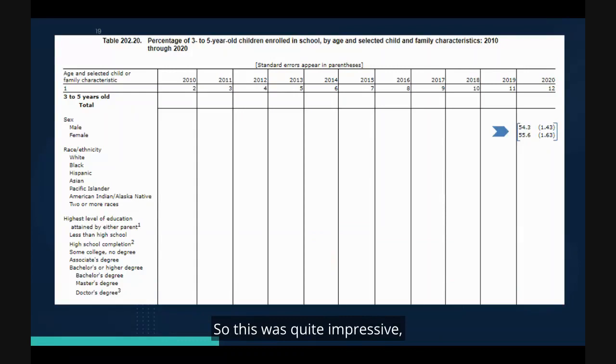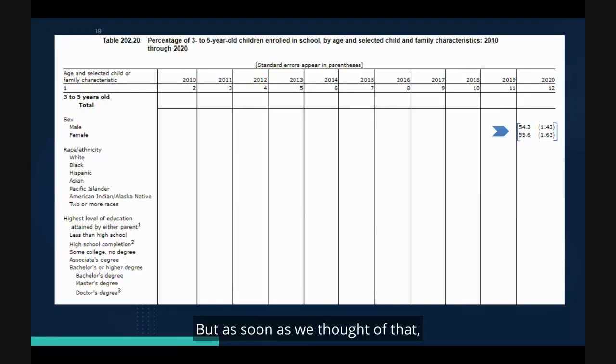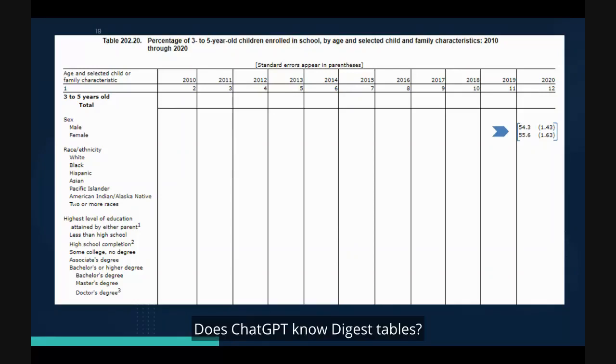So this was quite impressive because this served as a proof of concept that, in a simple table such as this, if information is presented, ChatGPT is able to understand that information and provide answers to questions correctly. But as soon as we thought of that, we were like, wait, we gave ChatGPT this table and then it was able to answer this question. Does ChatGPT know digest tables? Does it know some tables? Does it know all tables? So we decided to do this.